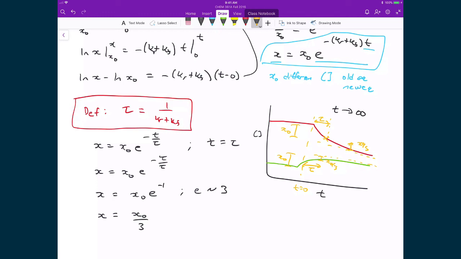And so you can imagine that if my rate constants were very, very large, then my tau is going to be a very small number, meaning that if the reaction goes very fast in both directions, then I'm going to reestablish equilibrium very quickly. And if my rate constants are very, very small, then my tau is going to be much larger, and it's going to take far longer for the system to reachieve equilibrium.